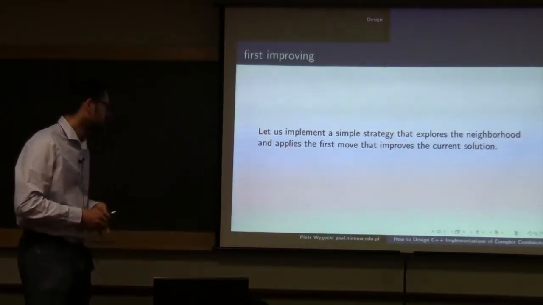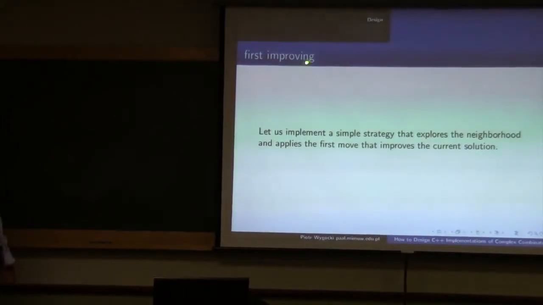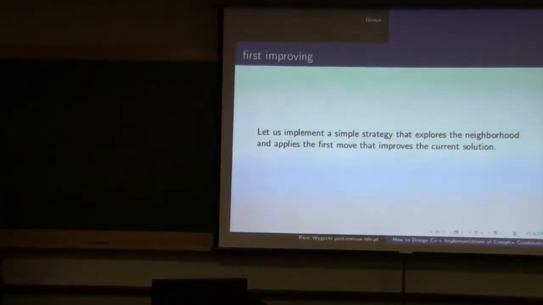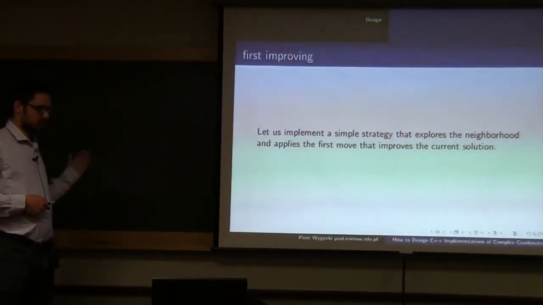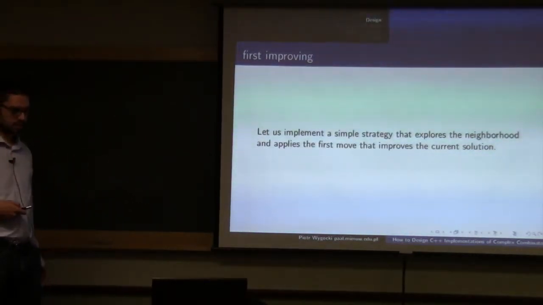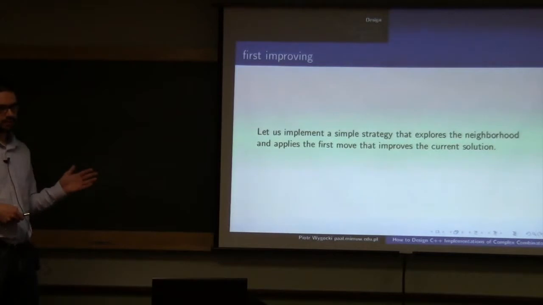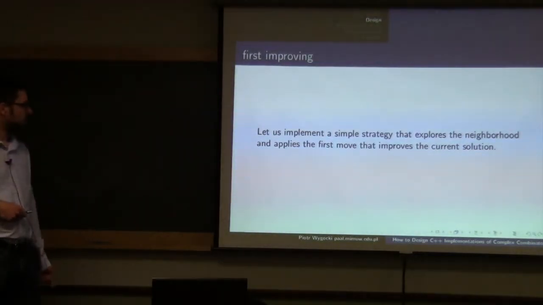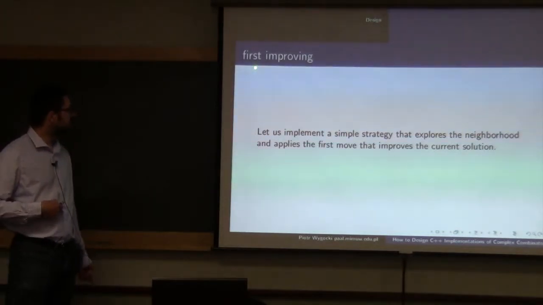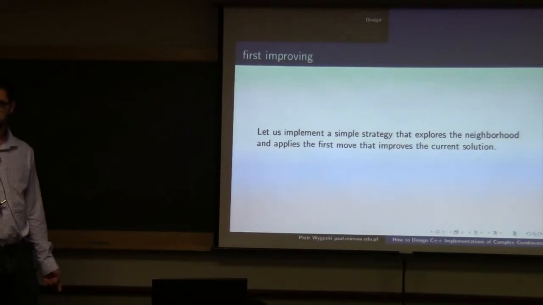So let us focus on something very easy. So there is this first improving strategy that I told you about. This strategy just iterates over the moves and tries to apply the first move that is improving. Yes, and we are going to implement only this simple strategy in the beginning. Is it clear?